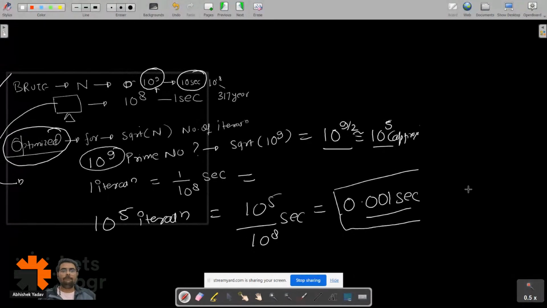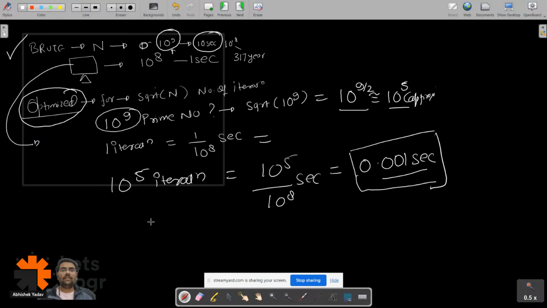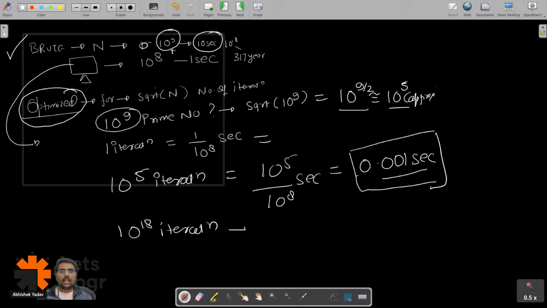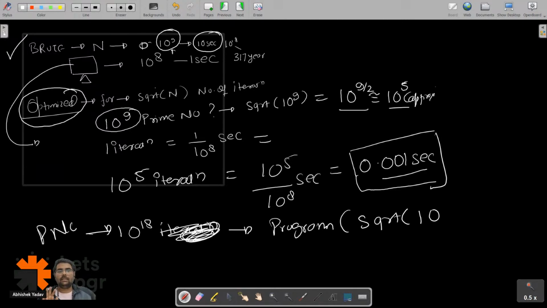यहाँ तक clear है. So if I have to check whether 10 to the power 18 is a prime number or not, again I have a program. Inside this program, I am using a for loop, and that for loop is taking square root of n iterations. And the value of n is what now? 10 to the power 18. I have to check whether this is a prime number or not, right?